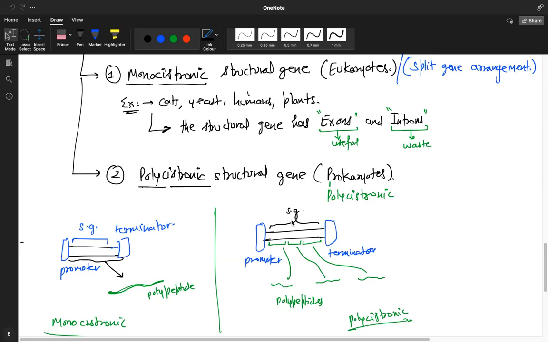In a polycistronic structural gene, it transcribes into a single mRNA, but it gives rise to multiple polypeptide chains after translation.